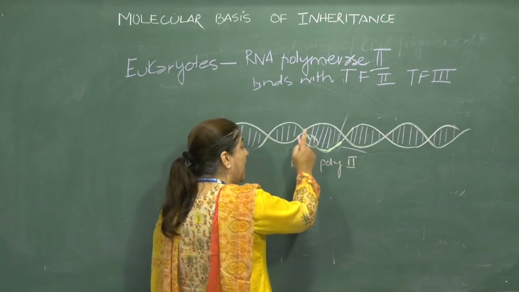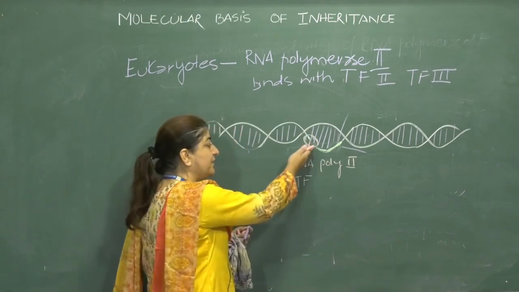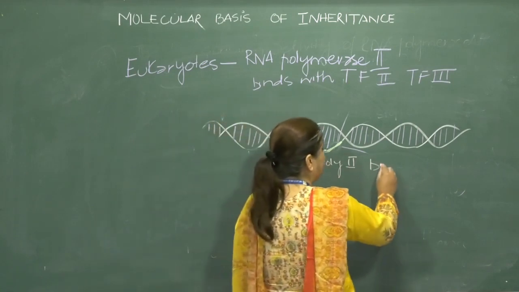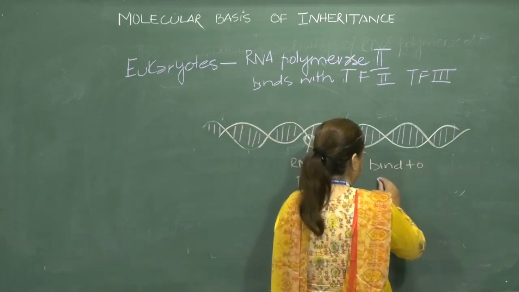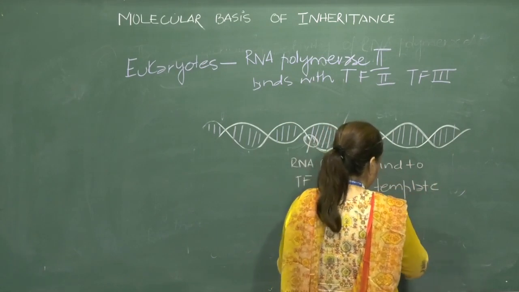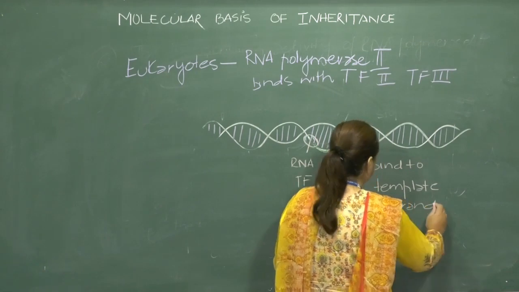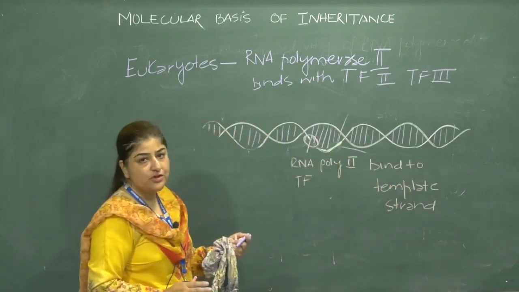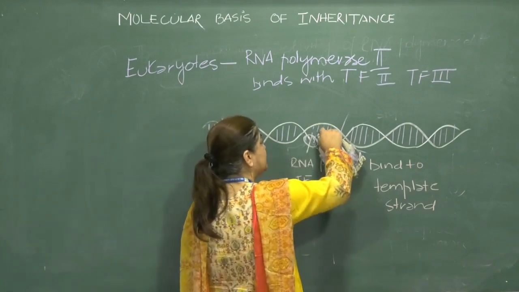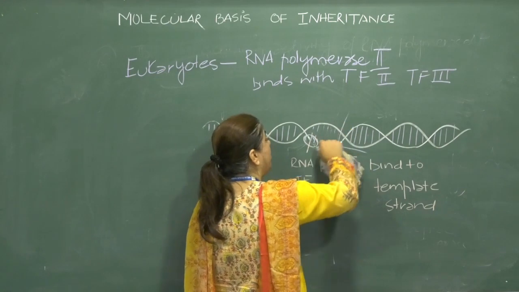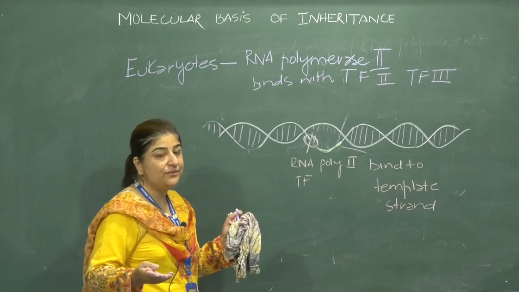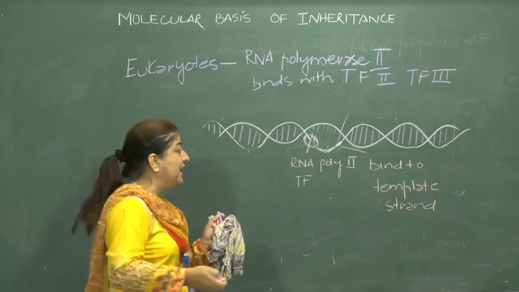Once these RNA polymerase and transcriptional factors bind to the template strand, they start the process of polymerization. Now once again, after the binding, what happens there? The hydrogen bonds between the two complementary strands of the DNA get broken with the help of the helicase.